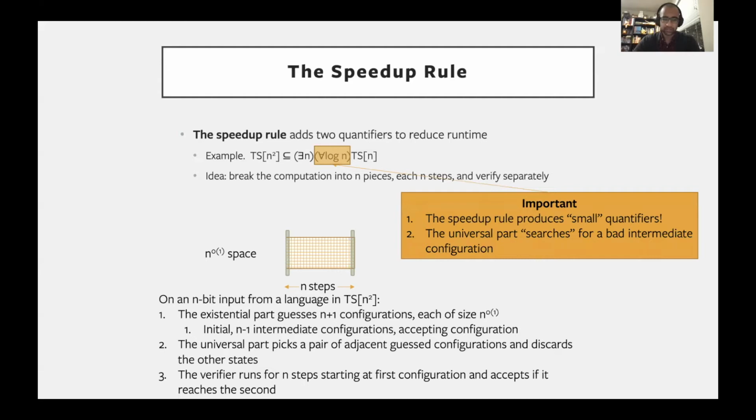Two important things to keep note of here are, first, that the speedup rule produces small quantifiers, as in over log n bits. The second is that the universal part in the machine on the right-hand side of the inclusion is essentially acting as a search for a bad intermediate configuration. And this is going to be important later.